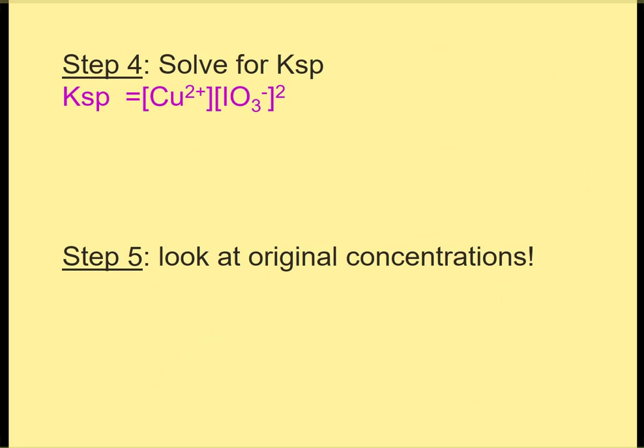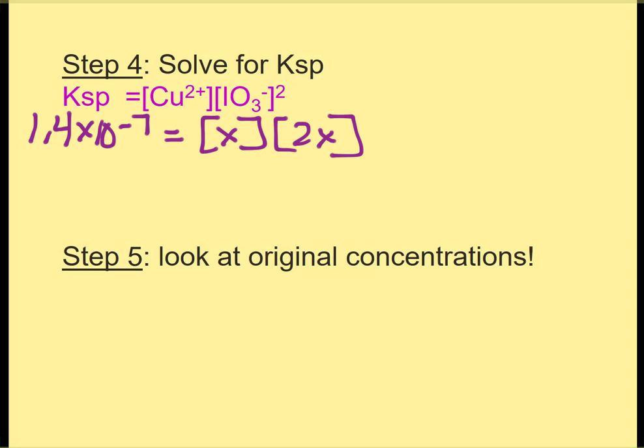So let's put those concentrations in, put in what we know, and I know this is 1.4 times 10 to the minus 7. And then we just figured out that this is x and this is 2x. Now I know it looks strange because I have a 2x here and I have it squared, but that is correct. That's what it looks like. That's the stoichiometry, and then that's the formula. So we're just combining it all together.